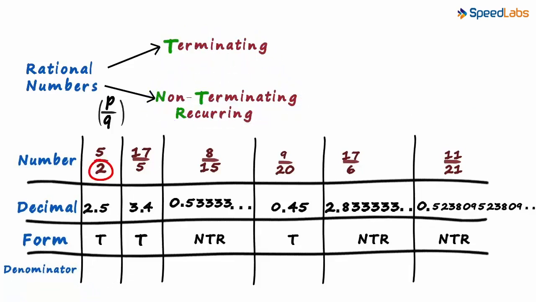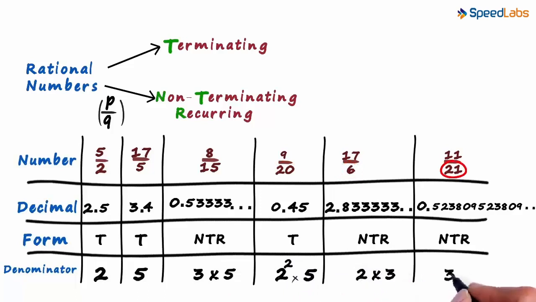The denominator of the first number is 2 and the denominator of the second number is 5. We just need to keep a small thing in mind. We reduce the denominators to their prime factors. The denominator of the third number is 15. In terms of its prime factors, it can be written as 3 times 5. What about 20? It can be written as 2 squared multiplied by 5. 6 can be written as 2 times 3. And 21 can be written as 3 times 7. That's all we had to do. Reduce the denominators to their prime factors.